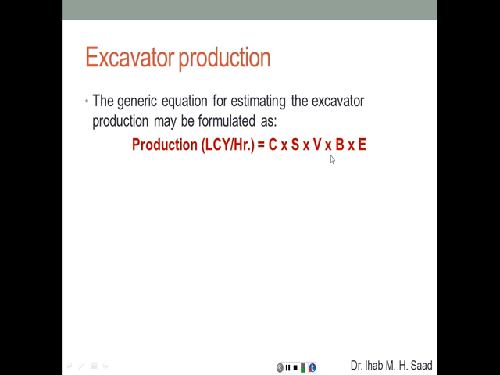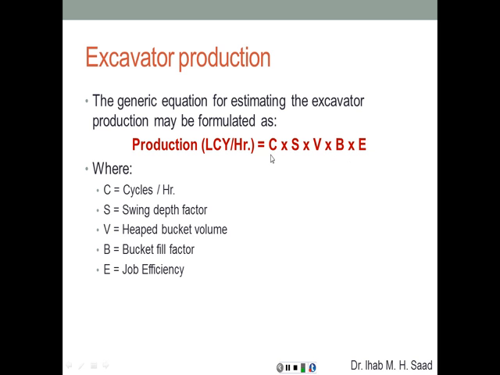Let's look at what each one of these means. C is the number of cycles per hour. S is the swing depth factor. Now imagine the cycle is going to include digging, swinging, dumping, swinging again, and starting to dig. The wider that angle of swing, the slower the operation is going to be, because you have to move a farther distance. Therefore, if that angle of swing is relatively narrow, that's going to expedite the excavation, which means reducing the cycle time, which means more cycles per hour, which means more production per hour.